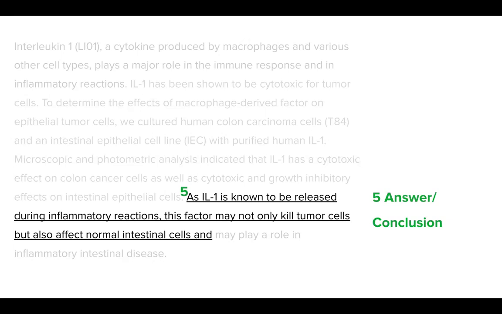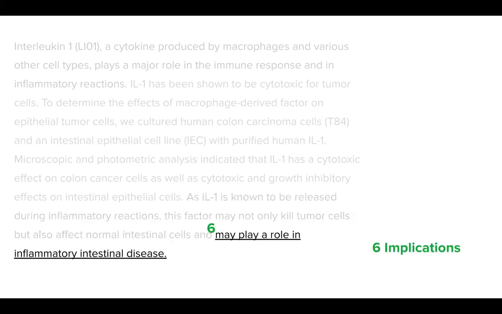We're building a conclusion, right? We're learning about IL-1 being known to be released during inflammatory reactions. It might not only kill tumor cells, but it might also affect normal intestinal cells. And then we end with broader implications, the stuff that the rest of the people in this field are going to find particularly useful in terms of how they're going to take this abstract's research and make use of it in future materials.